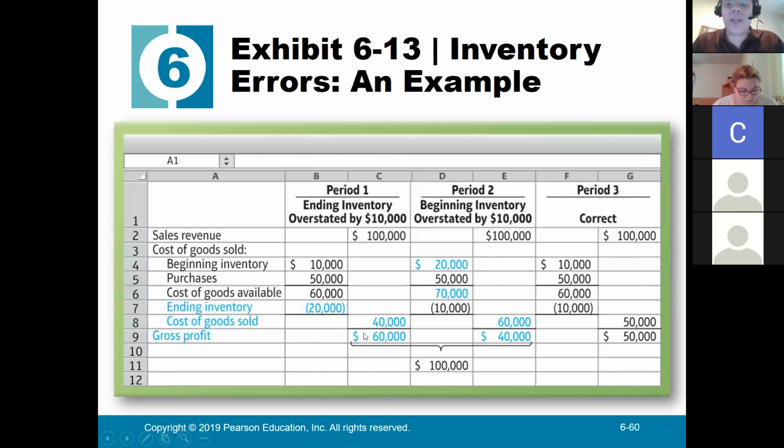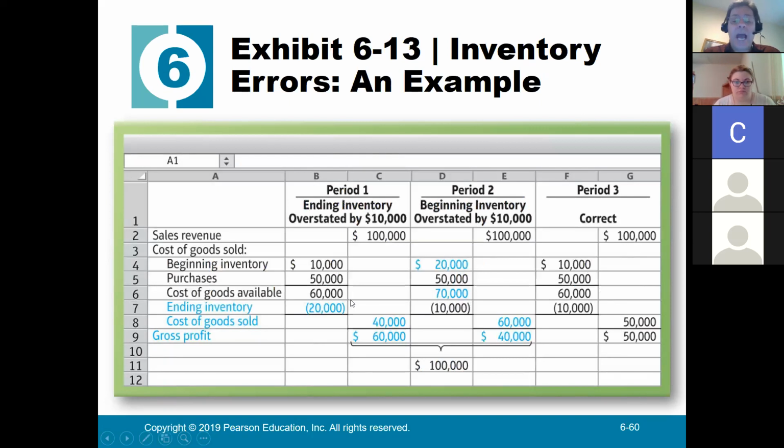But if you were comparing year to year as a reader of these financial statements, you would be very concerned about why gross profit went from 60 one year to 40 the next year. And it really didn't. It was because of an accounting error, which is why GAAP says we have to go back and change those financial statements for our readers. And because we got beginning inventory and ending inventory correct for period 3, it is fine. We don't have to make any fixes.